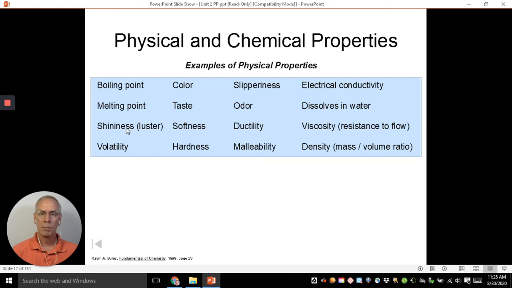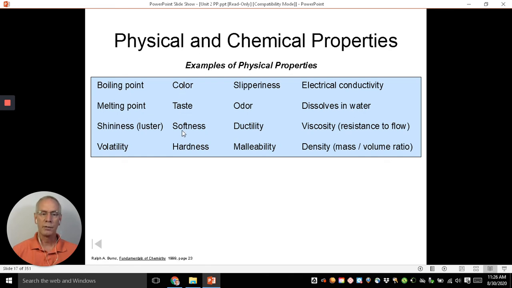Now, luster might be a new term for you. It has to do with the shininess of metals. Metals are all shiny. We'll talk about the reason for that from a chemical sense in another lesson in a few days. But you can tell if something's shiny or not without doing a chemical reaction. Volatility means it evaporates easily, but it's just simply changing from a liquid to a gas, but it's still the same substance. You can tell if something's red or blue or colorless without changing it. You can taste it without changing it.